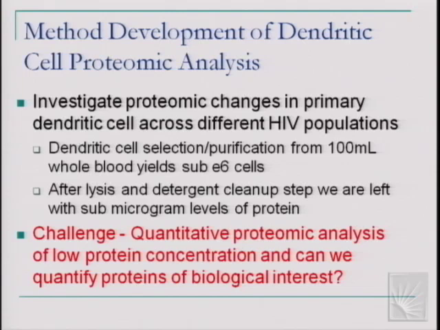And the sample is basically dendritic cell selection purification by this Miltenyi bead approach. For those that are familiar, it's very much like an IP. And they're pooled from 100 mL of whole blood. And this purification typically yields about sub-10^6 cells. So it's for a shotgun proteomic experiment that's working at fairly low levels.